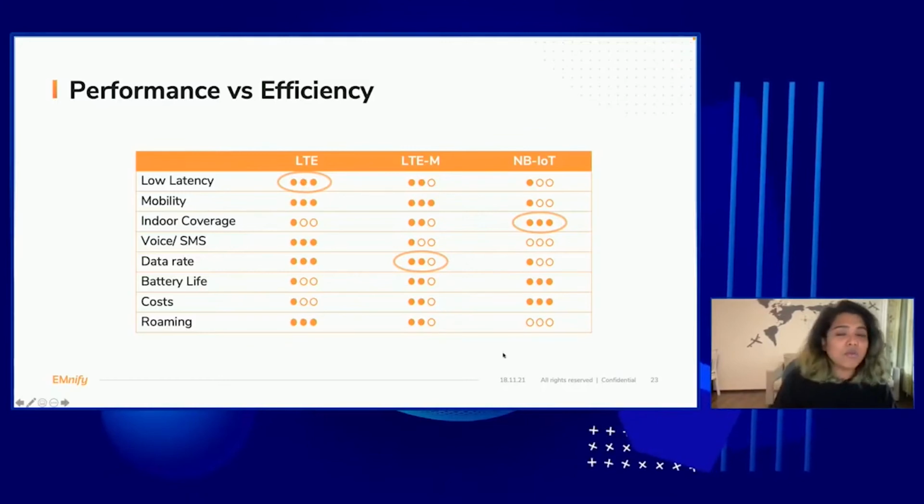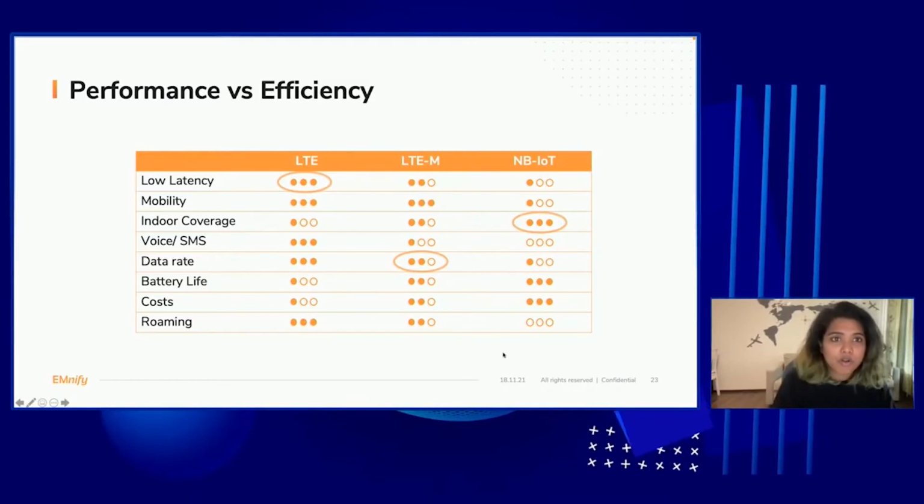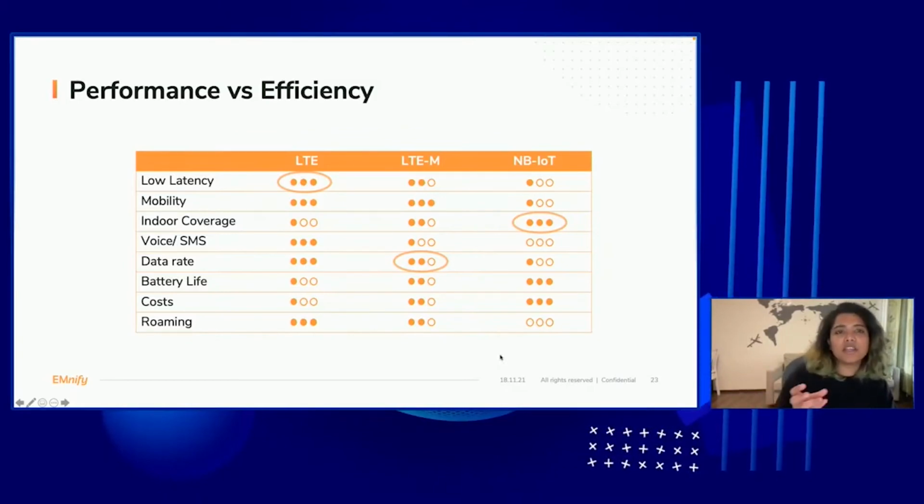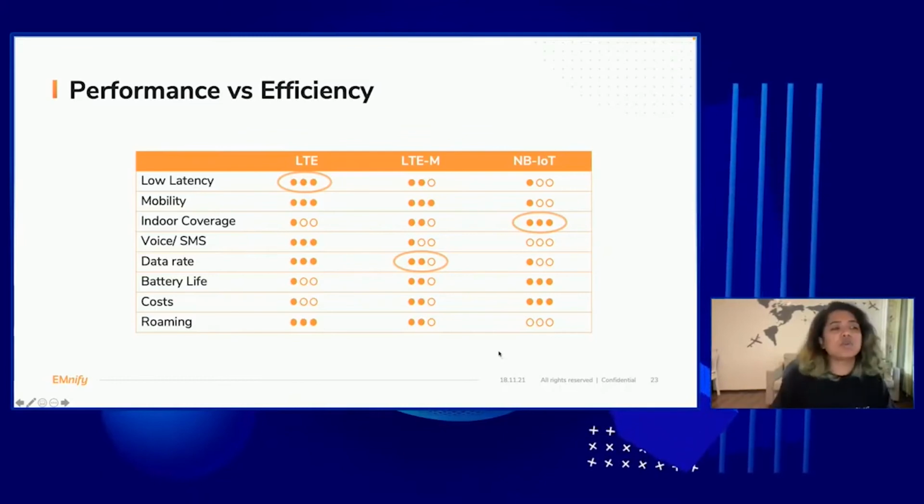So depending on what use case you want to have, or what your requirement is, this is a good table. I mean, this is still a little high level, but this is a decent table that we would give you, depending on what your requirements are, to show which technology you would go for.